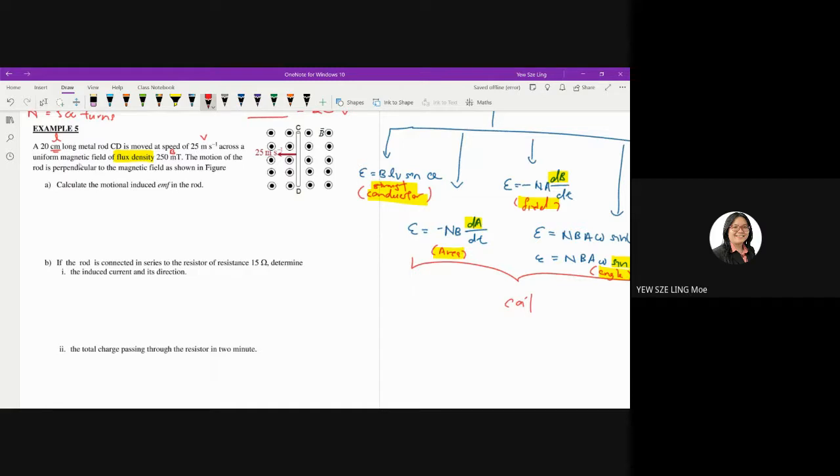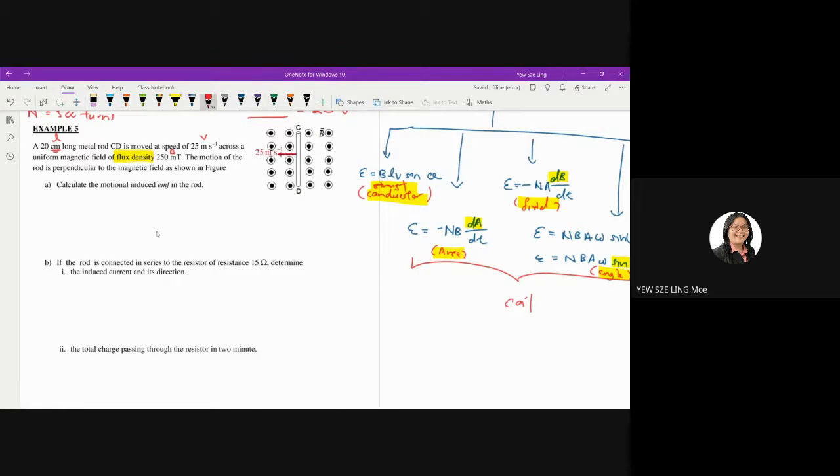Now this one is B. The motion of the rod is perpendicular to the magnetic field. Motion and field are perpendicular. Why is it important? Because you have the equation EMF equals VLB sine theta, where theta represents the angle between V and B.